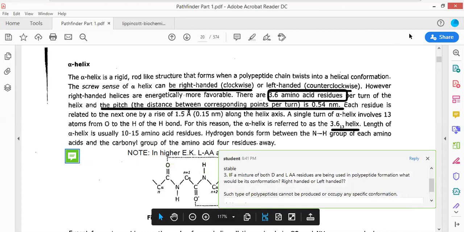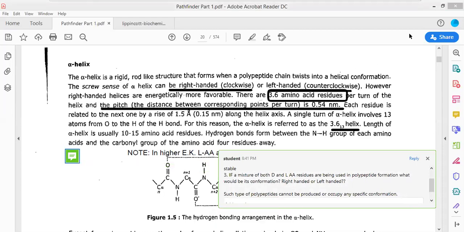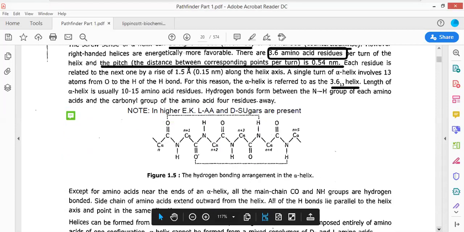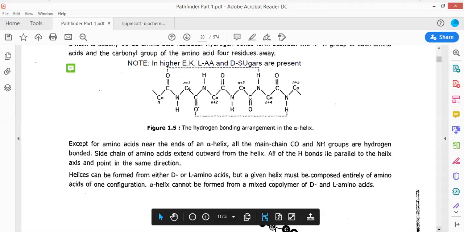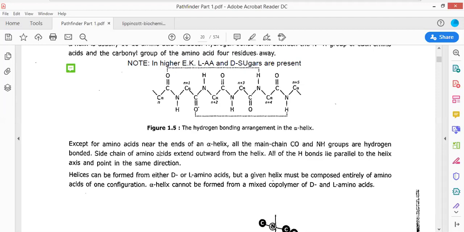Okay. Now moving forward, what we have to understand in this particular point is how these alpha amino acid residues are forming the structure of the protein. Except for amino acids near the end of the alpha helix, all the main chain carbonyl groups and amino groups are hydrogen bonded.